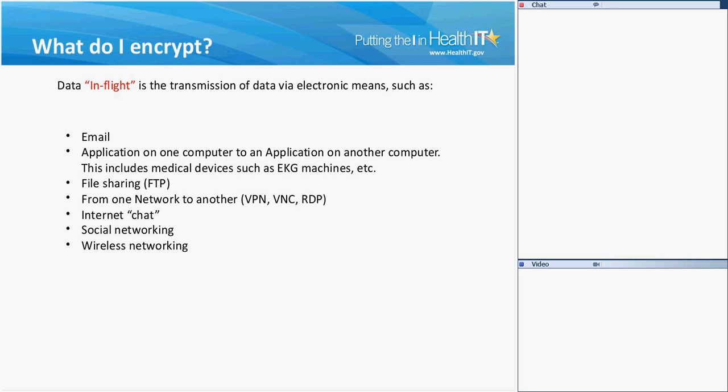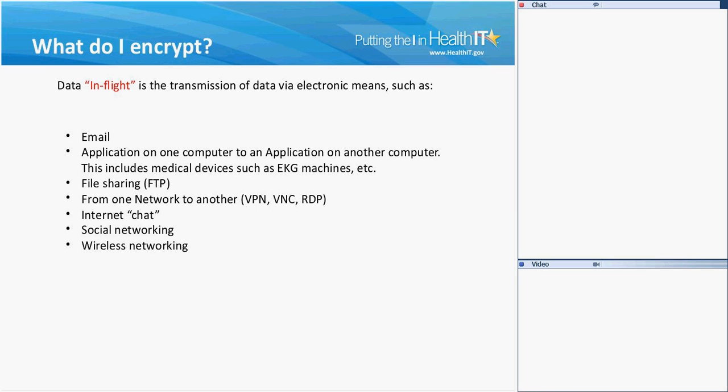So what do we mean by data in flight? It's the transmission of data via electronic means, such as in email. We can send data back and forth. That's not to say you should send PHI through an email, but some email systems do allow encrypted information. Also application to application, from one computer to another. This includes medical devices such as EKG machines and blood pressure monitors that may transmit the information via Bluetooth or Wi-Fi to your EHR. That data should be encrypted.